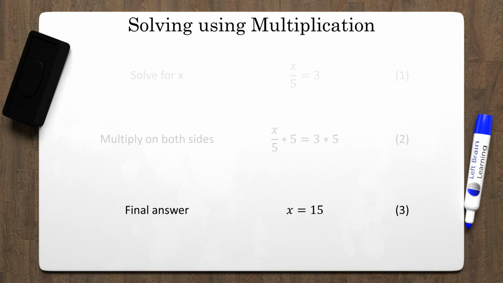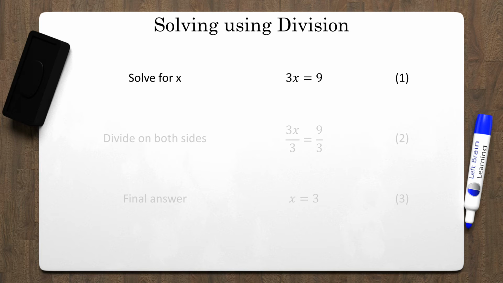Again, making sure that whatever we do on the left-hand side, we do on the right-hand side to preserve equality. Okay, so now let's talk about how to solve a problem that requires division. Our example is 3x equals 9, and to solve it, we're going to divide both sides of the equation by 3. On the left-hand side, the 3 in the numerator and the 3 in the denominator will cancel to 1, giving 1 times x, which is just x. On the right-hand side, we'll have 9 divided by 3, and this will be positive 3. And so the final answer is x equals positive 3.